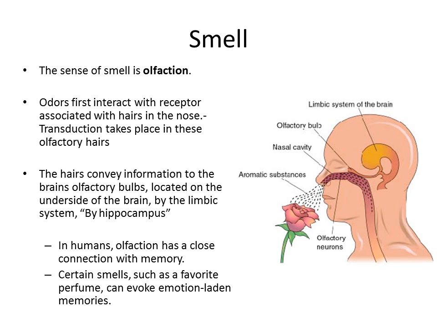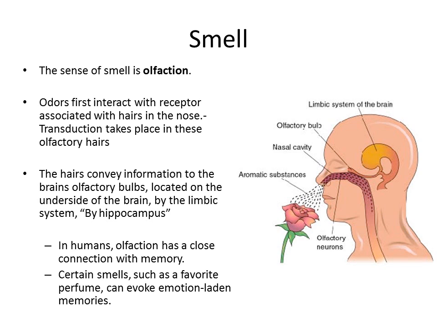Okay, the sense of smell is olfaction. Odors first interact with your receptors associated with hairs in the nose. Transduction takes place in these olfactory hairs. The hairs convey information to the brain's olfactory bulb, located on the underside of the brain by the limbic system. It's also by the hippocampus. Hippocampus deals with memories. Okay, that's why oftentimes when you smell something, it triggers a memory, because they're all intertwined in the limbic system.